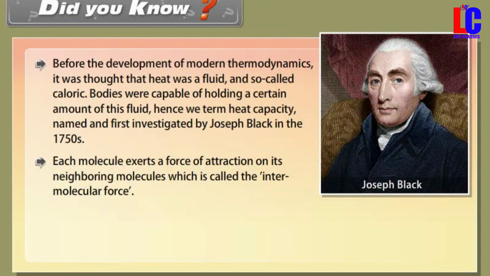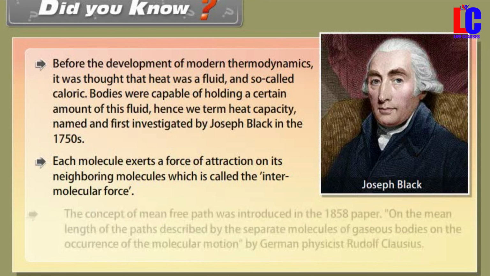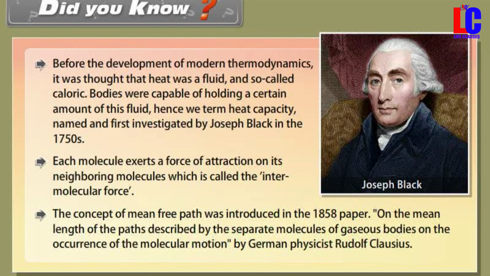Each molecule exerts a force of attraction on its neighboring molecule, which is called the intermolecular force. The concept of mean free path was introduced in an 1858 paper on the mean length of the paths described by the separate molecules of gaseous bodies on the occurrence of molecular motion by German physicist Rudolf Clausius.